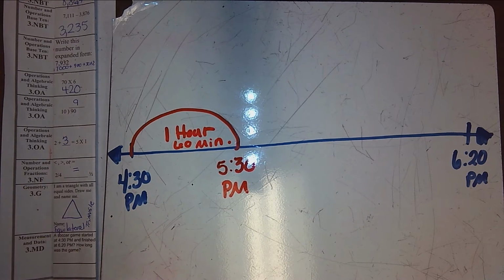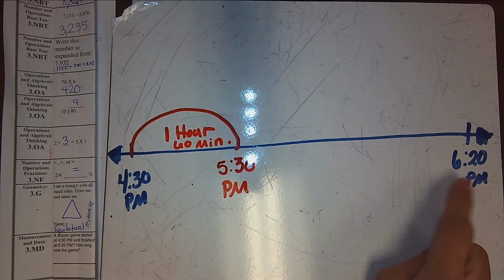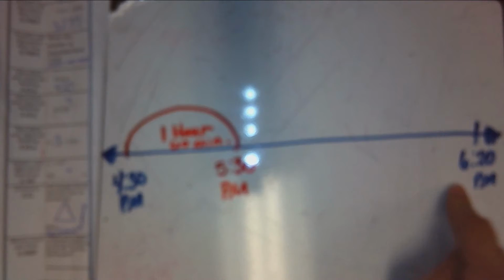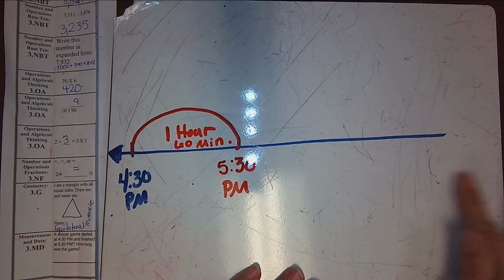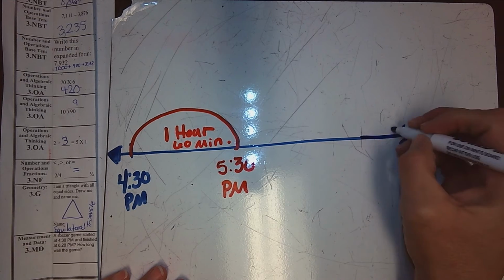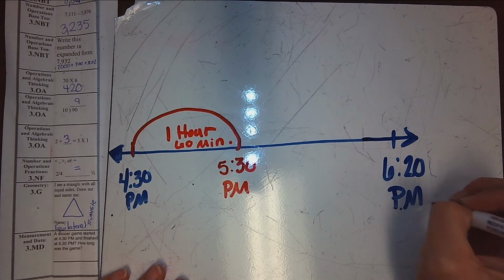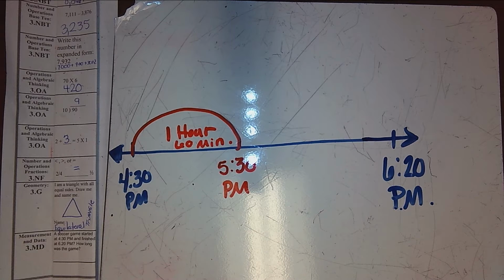Okay. Now just looking at this, I can tell that I can't do another hour jump, because if I do another hour jump, that's going to be 6:30 and I can't go over 6:20. Okay, so I should have drawn this a little bit smaller. I apologize. Let's do this 6:20. Okay?